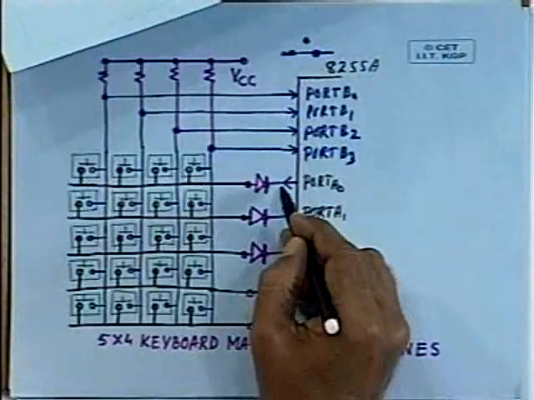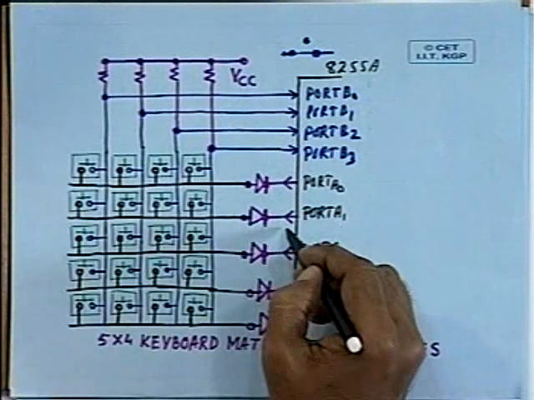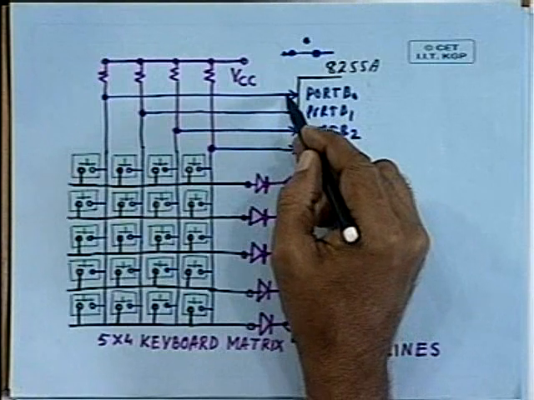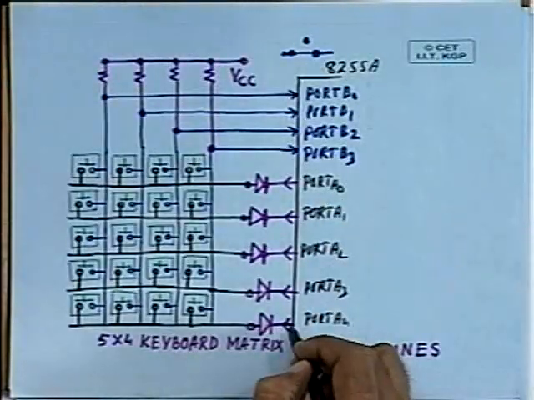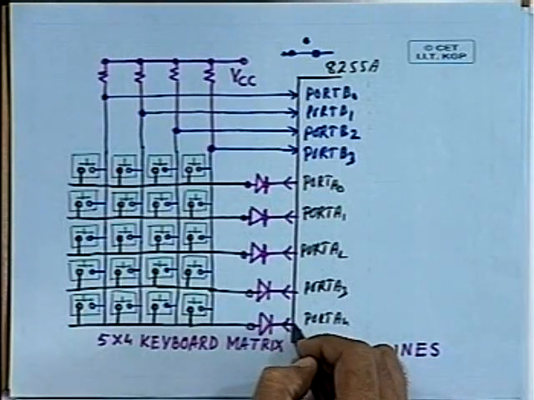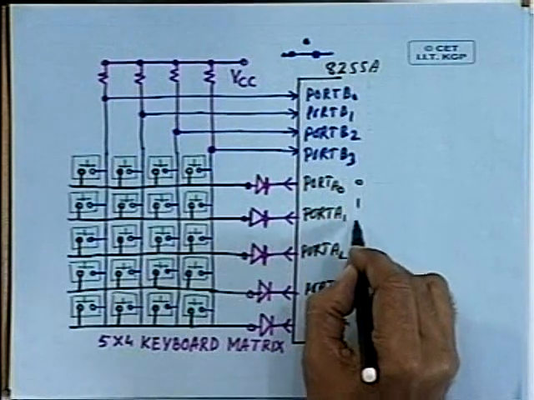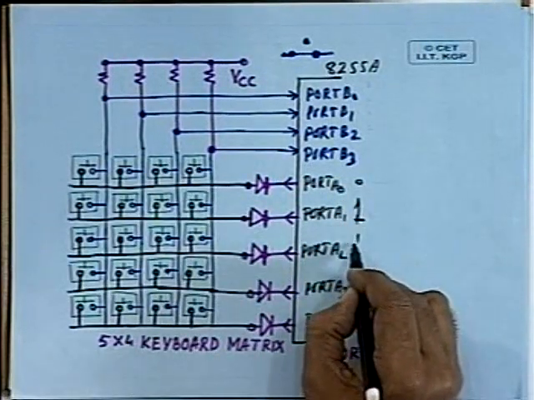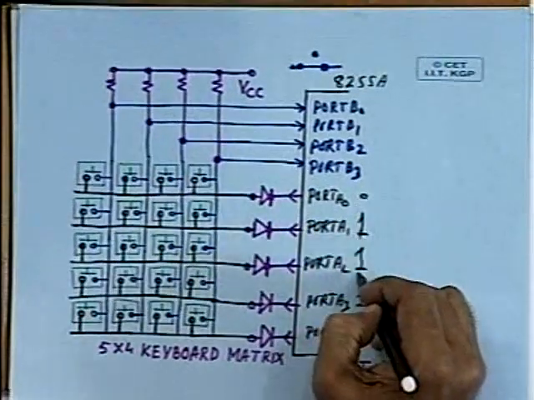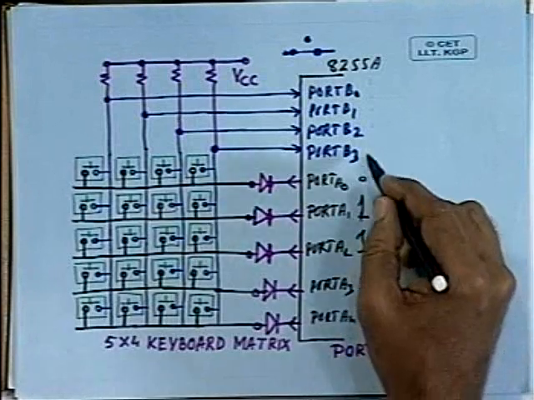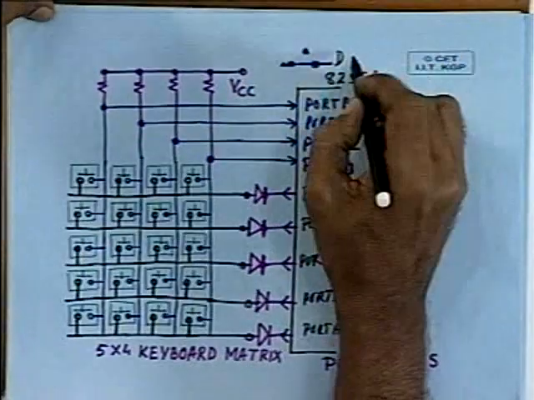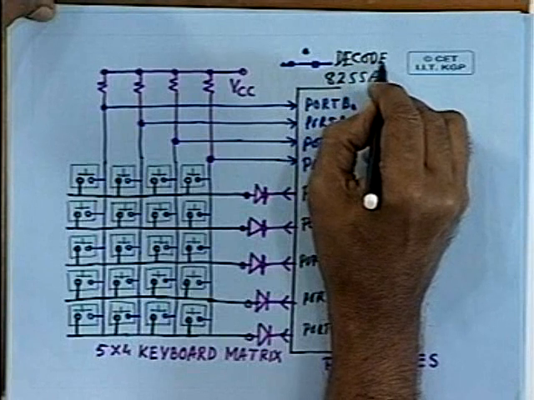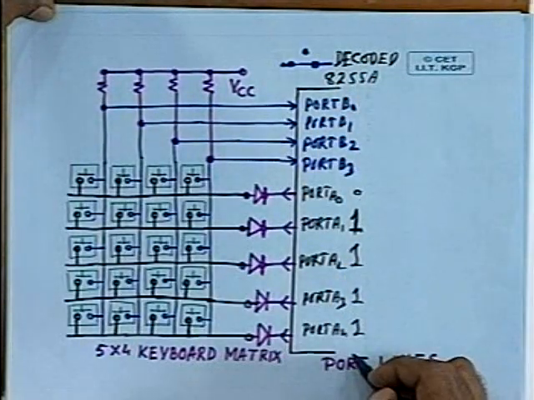In the third step, you have already output 00000. Now you check whether at least one of the lines is 0. Then you know that a particular key has been closed. And after that, what you do? You go on generating, say, make this bit 0, then you make the others 1, so 0 1 1 1 1. So as you can see here, in this case, you are generating the port values in decoded form. In decoded form, you are generating the row values.